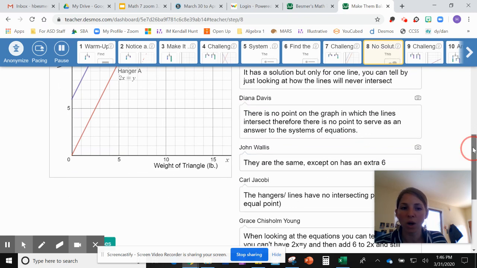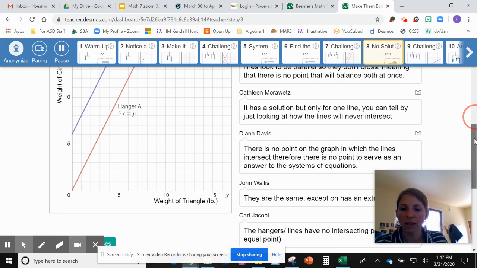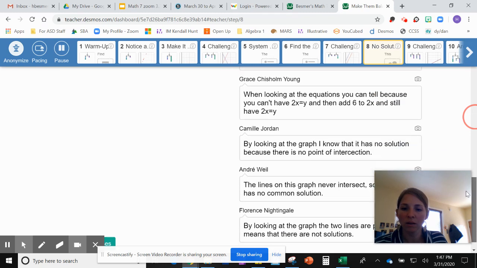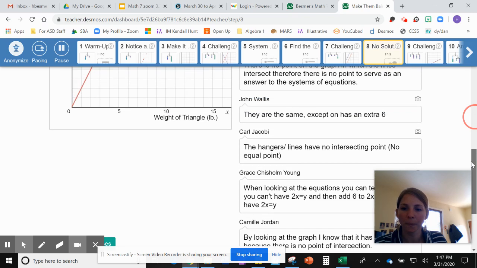And remember that we know we have parallel lines when our slopes, the slope of the equation, is the same. So these are both 2x and 2x. One response I really liked here was: they are the same, except one has an extra 6.